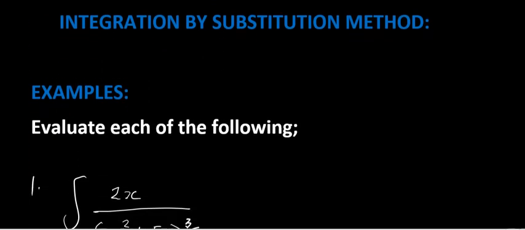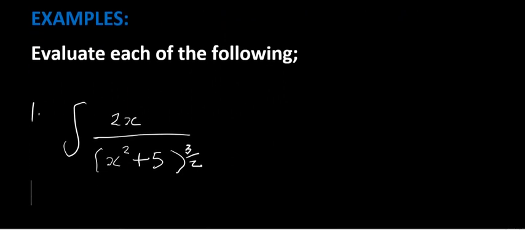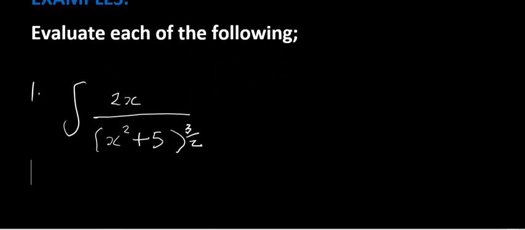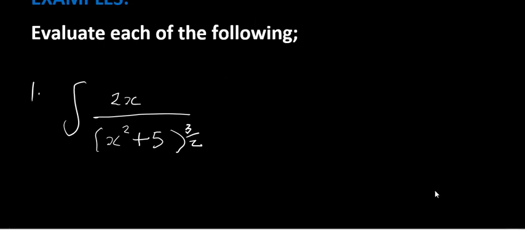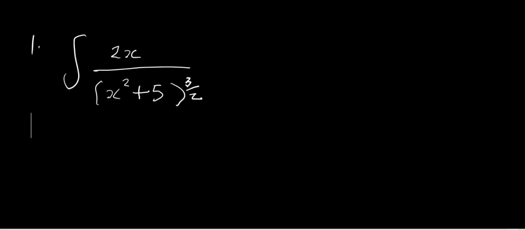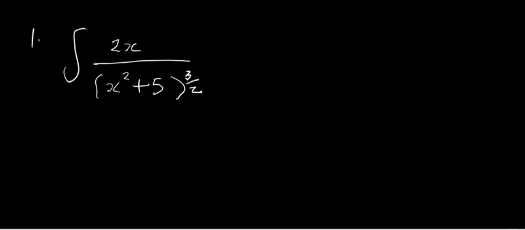So the first example is: evaluate each of the following, of which we have been given the integral of 2x over (x squared plus 5) to the power 3 over 2. If you look at that, this question cannot be easily solved using the exponential property. So the only way we can solve this one is by using the substitution method. So I'm going to say solution.